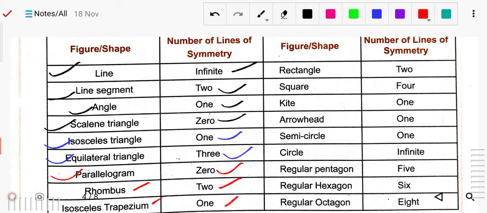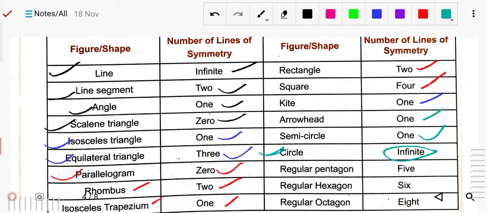So these numbers you have to remember. These are the lines of symmetry. Rectangle, 2. Square, 4. Kite, 1. Arrow headed, 1. Semicircle, 1. Circle, infinite. In the circle there are infinite diameters, so infinite diameters means an infinite number of symmetry lines.